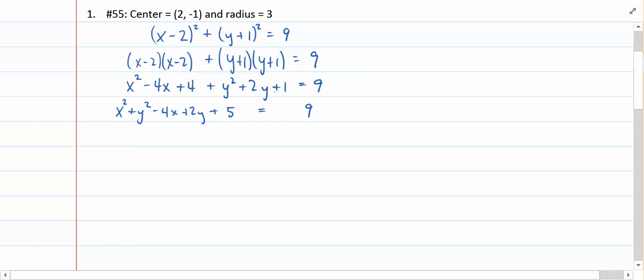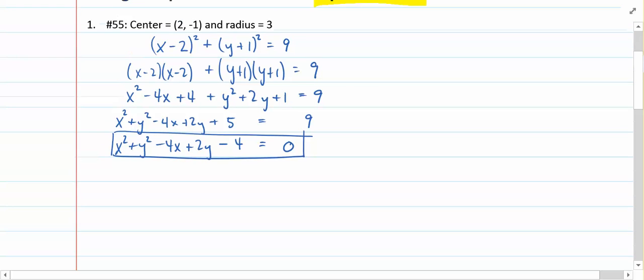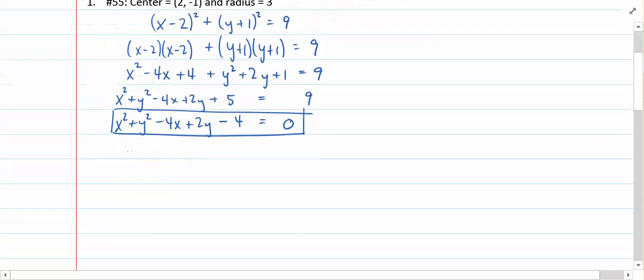The last step in creating an expanded form equation is to set it equal to 0. So this would be x² + y² - 4x + 2y - 4 = 0, because I subtracted 9 from both sides of the equation. And this equation here also represents the circle with a center of (2, -1) and a radius of 3. However, this is the equation represented in expanded form.